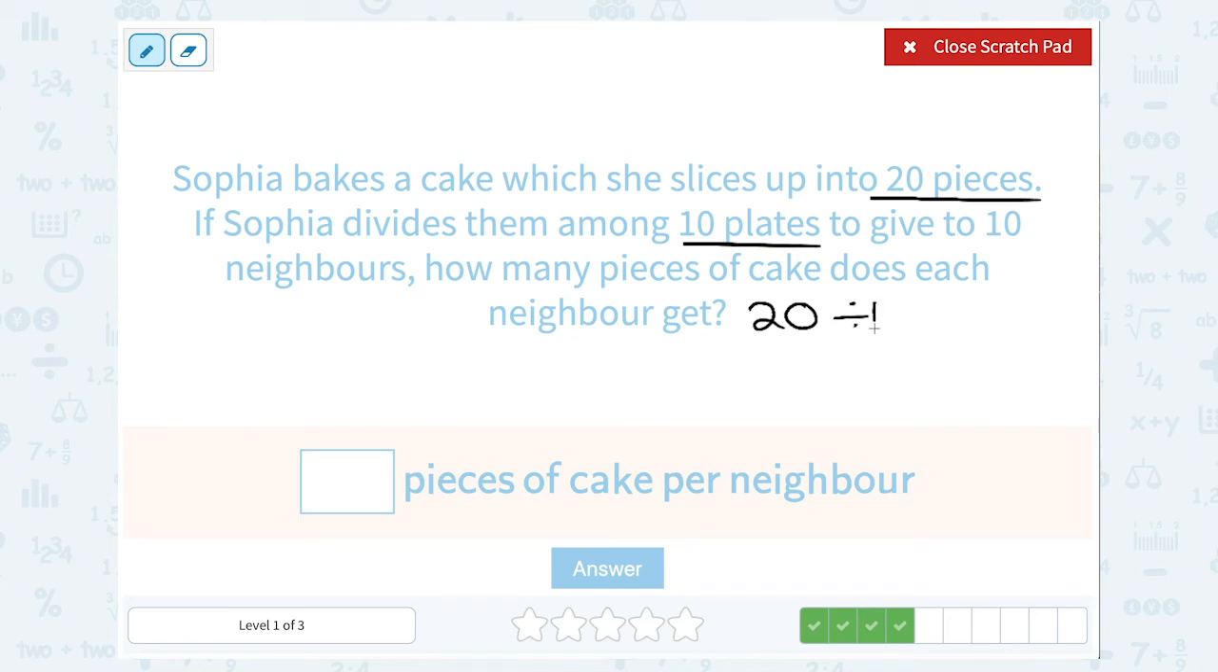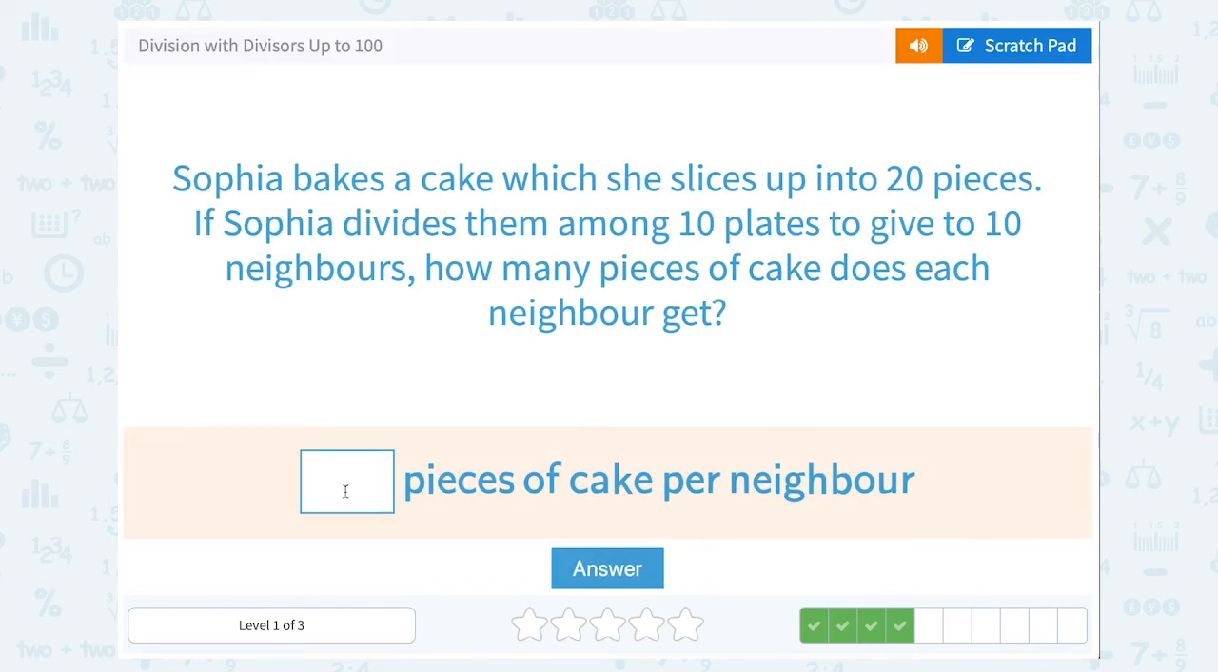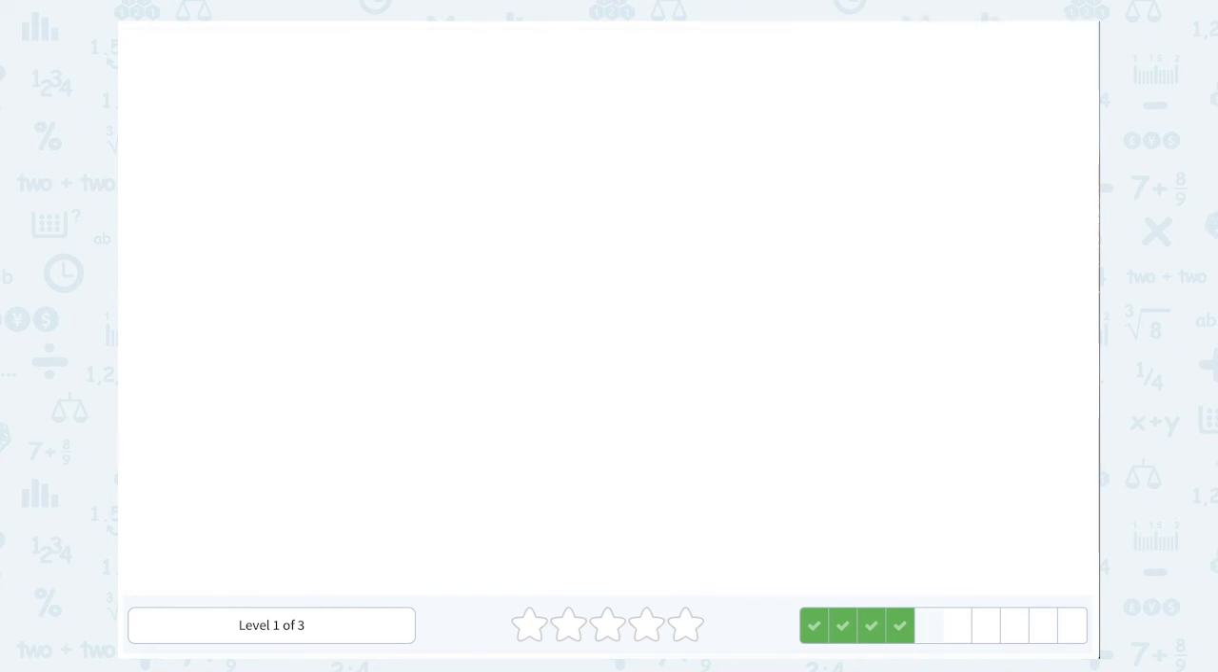Now remember, we have a special pattern when we're dividing by 10. When we're dividing by 10, you could say, well, 2 divided by 1 is 2, and then as for the 0, there was a 0 here and a 0 here, so there are no zeros in my answer. So 20 divided by 10 is 2. And again, to double check it, 10 times 2 is 20. So there are 2 pieces of cake for each neighbor.